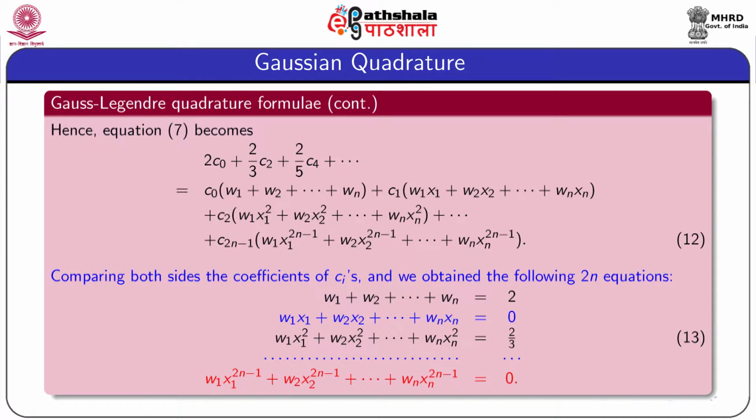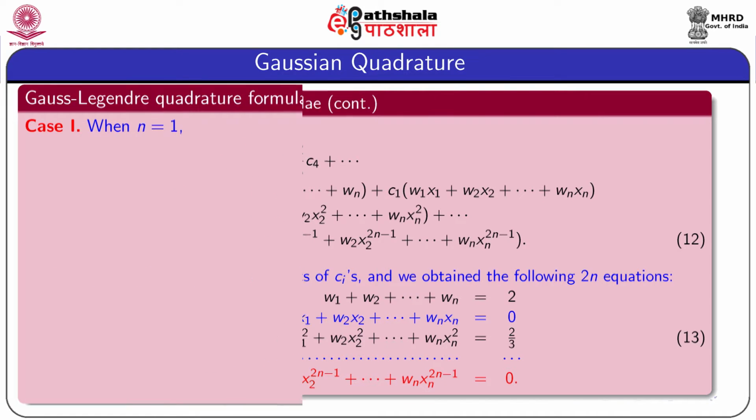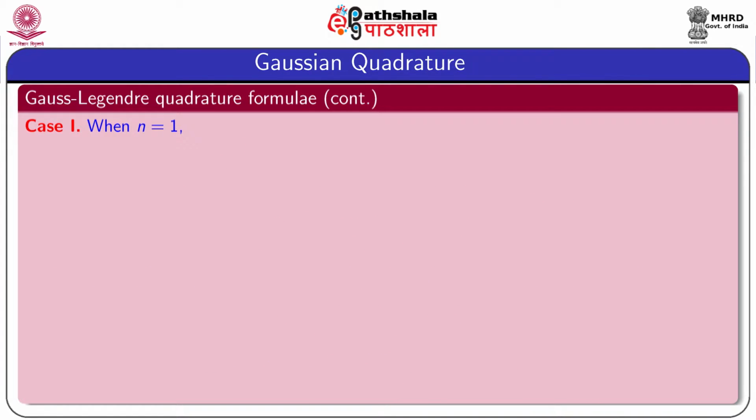That means equation 13 is a system of highly nonlinear equations containing 2n unknowns. n unknowns are w1 to wn and another n unknowns are x1 to xn, and the number of equations is also 2n. So, solving these equations, we can determine the values of all w's and all x's. After computing all x and all w, we can find the Newton-Cotes Gauss-Legendre quadrature formula, but it is very difficult to find the general solution of equation 13 for general values of n. So, for this reason, we consider particular values of n.